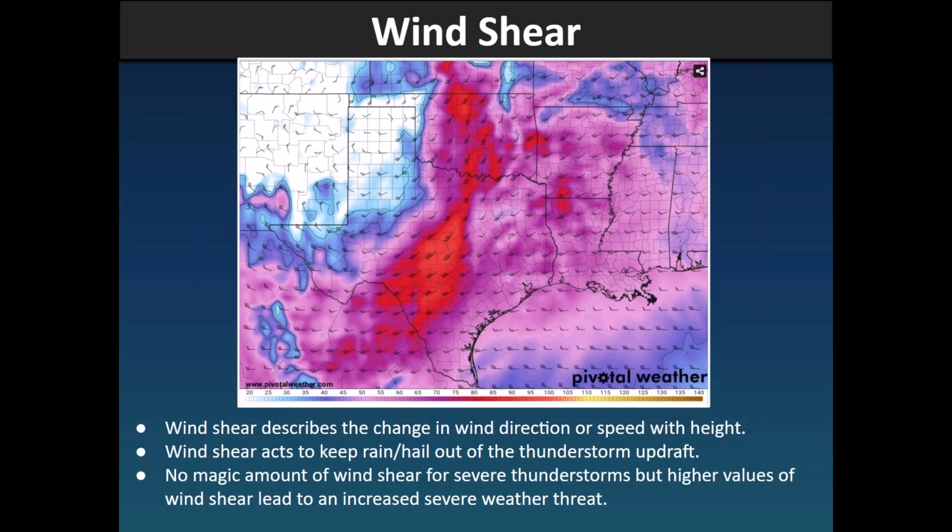So that's why you tend to get more severe weather with higher wind shear. And again, there's no magic amount of wind shear for severe thunderstorms, but higher values of wind shear tend to lead to increased risks of severe weather. So more wind shear, more likelihood of severe weather if you have instability and the other ingredients for thunderstorms.